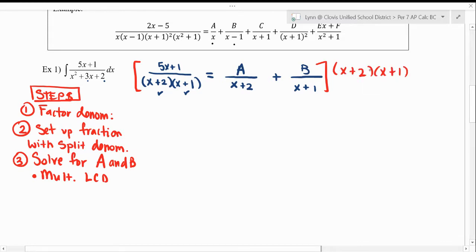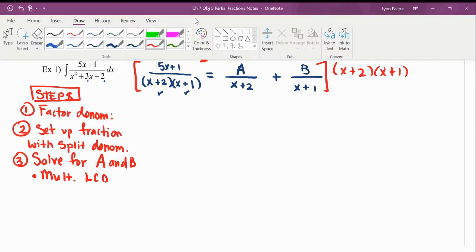As long as I do that to the left and the right side of an equals sign, an equation, I can do that. Whatever I do to the left, I do to the right. And then I'm going to distribute that in. So when I multiply it into this first one, the denominators will cancel, leaving me with just the 5x plus 1.